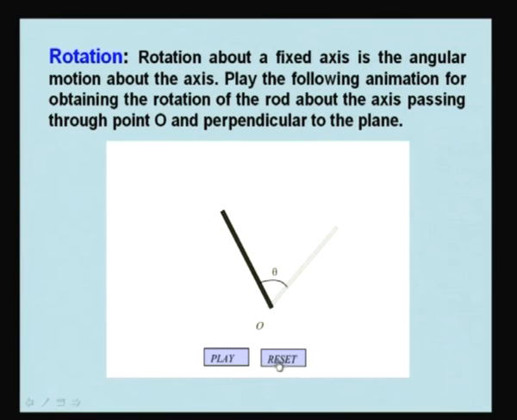Now we discuss rotation. Rotation about a fixed axis is the angular motion about the axis. Consider a point O and draw a perpendicular to your screen. That is, the axis of rotation is perpendicular to your screen. Now see the following animation for obtaining the rotation of the rod about the axis passing through point O and perpendicular to the plane.